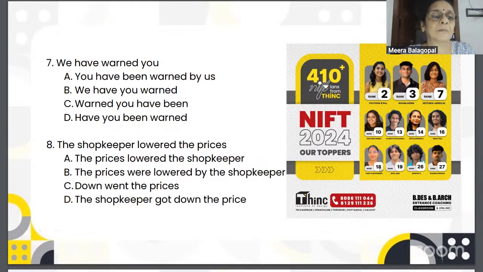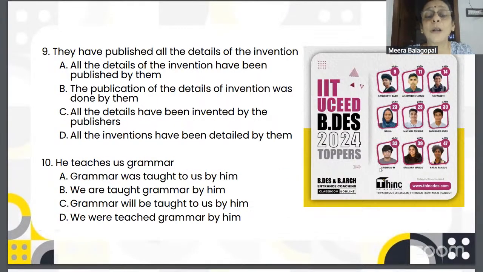That is B. They have published all the details of the invention. This is also an active voice sentence. So make the details of the invention the subject, and change it into passive voice. All the details of the invention have been, it's a perfect tense sentence, so have been published by them.